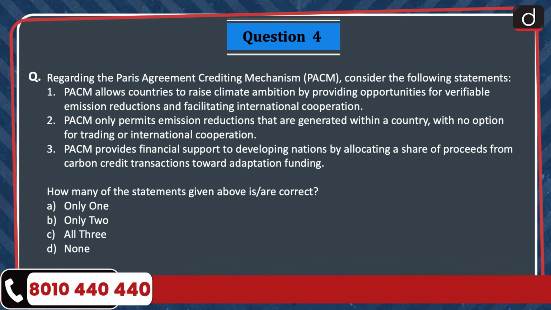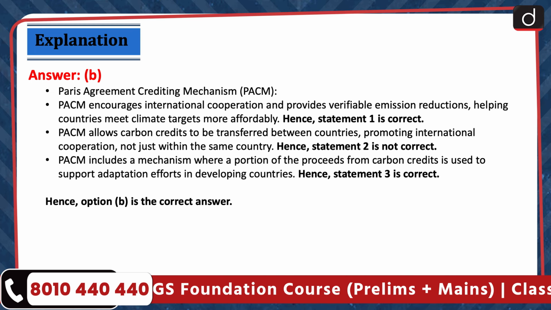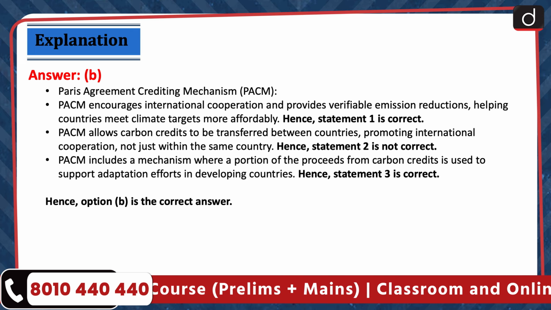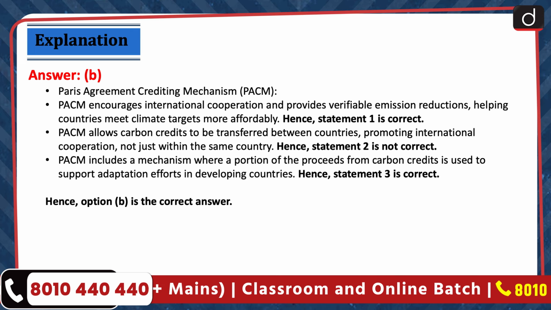funding. How many of the statements given above are correct? Only one, only two, all three, or none? The correct answer is option B, only two. Paris Agreement Crediting Mechanism or PACM. It encourages international cooperation and provides verifiable emission reductions, helping countries meet climate targets more affordably. Hence, statement 1 is correct.